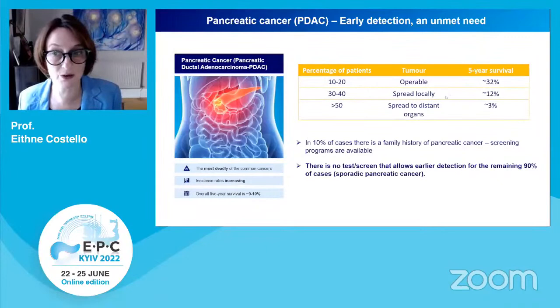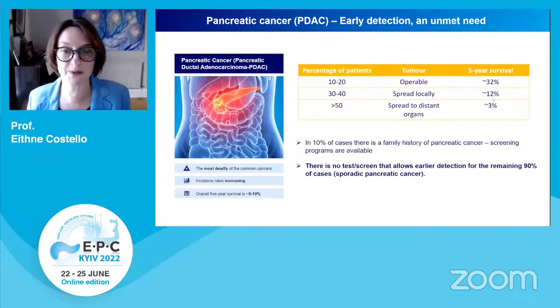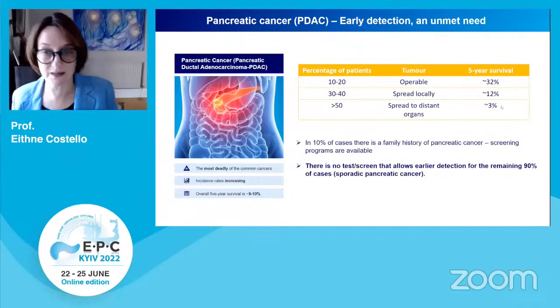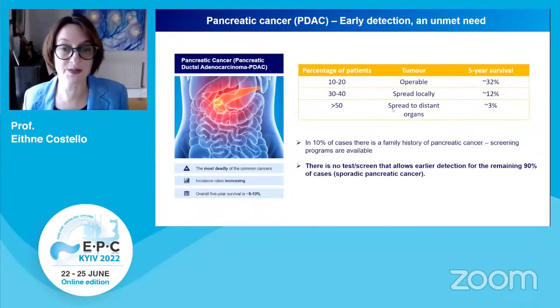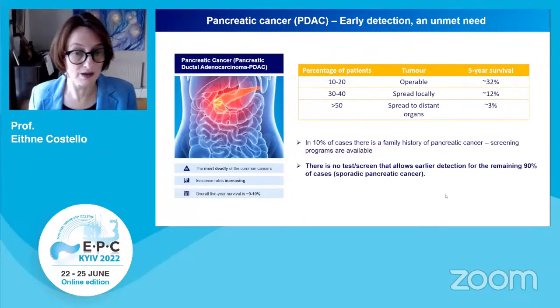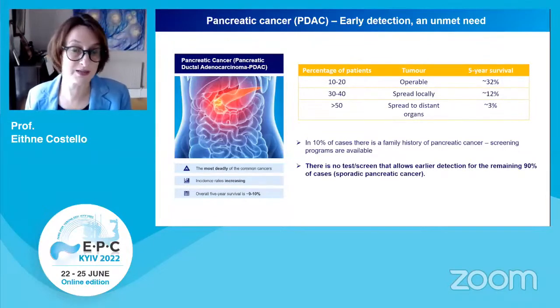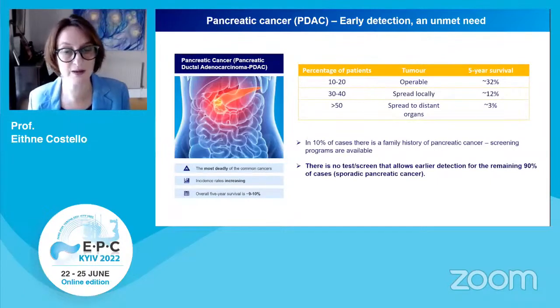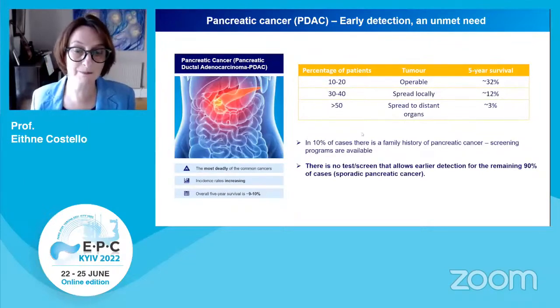If the disease has spread locally, the 5-year survival drops to 12%, and it drops significantly for individuals for whom the disease has spread to distant organs. So for patients and families where, in 10% of cases, there's a family history of pancreatic cancer, screening programs are available. There is, however, no screen or test that allows earlier detection for the remaining 90% of cases. I'm talking about sporadic pancreatic cancer.